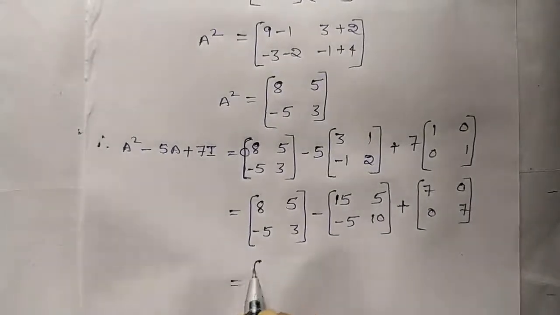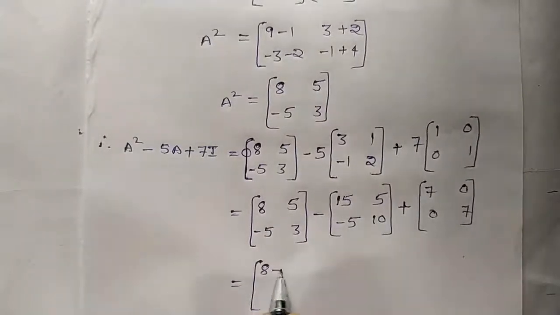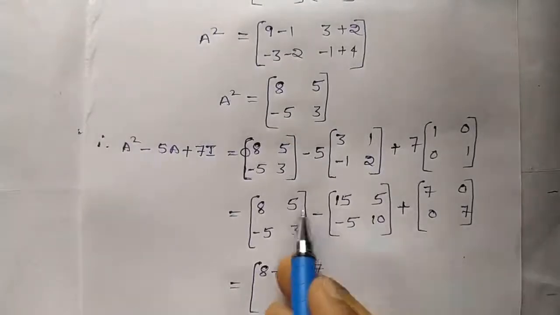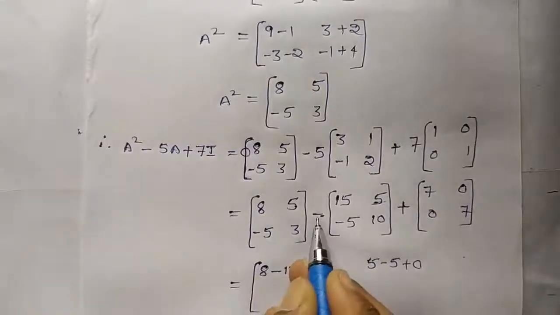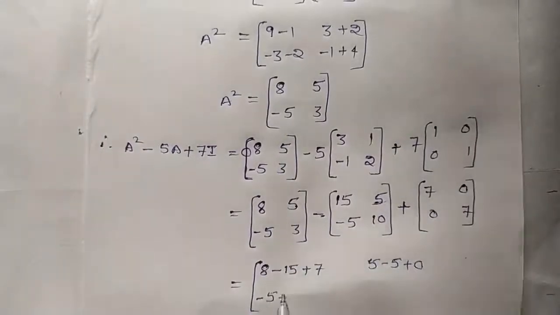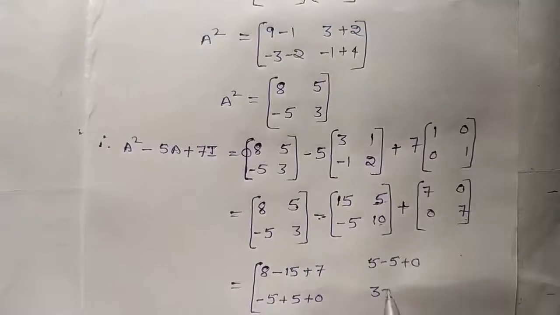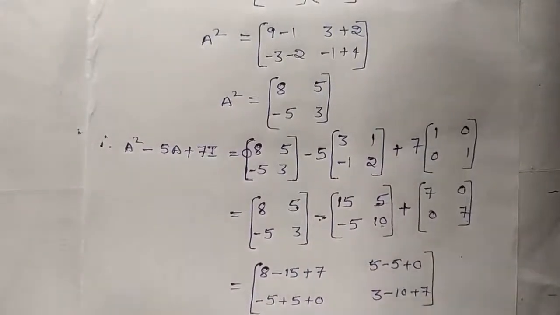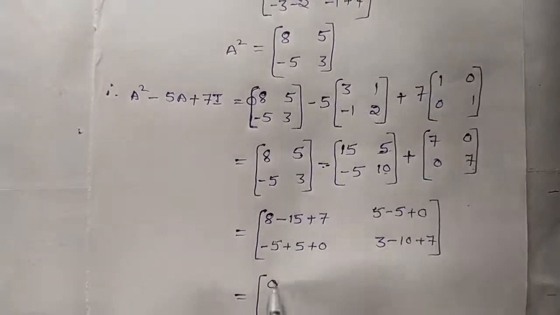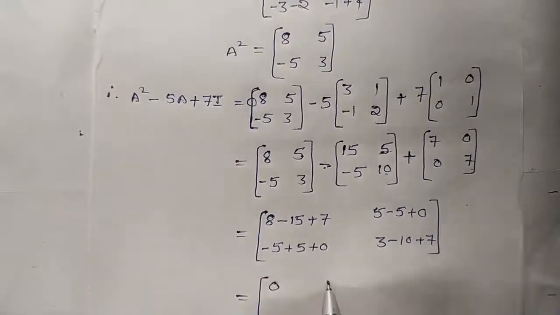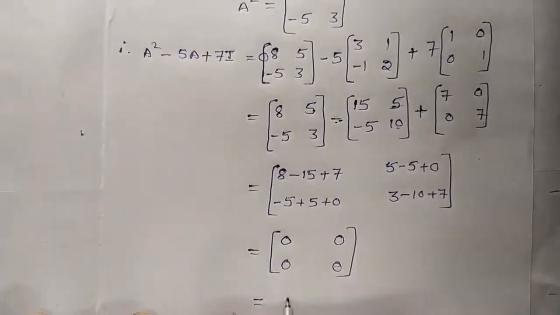That is equal to the matrix. Add the corresponding elements. 8 minus 15 plus 7. 5 minus 5 plus 0. Minus 5 minus of minus 5 is plus 5. Plus 0. 3 minus 10 plus 7. That is equal to, it is 0. 8 plus 7 is 15. It is also 0, 0 and 0. Hence, we get the zero matrix.